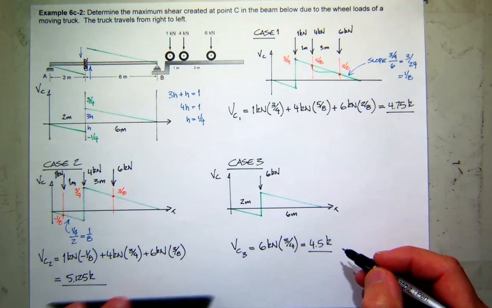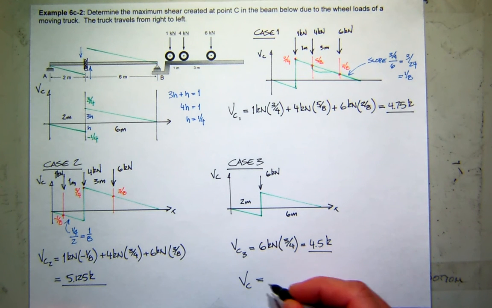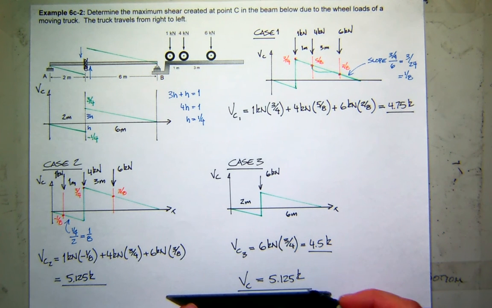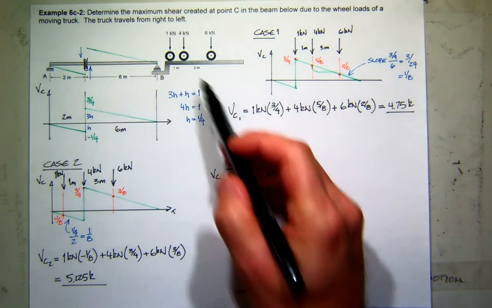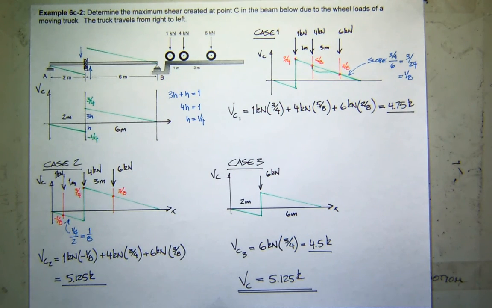So what's the maximum value? Looks like case 2. So the shear at C would be 5.125 kips, which is when the second load is just to the right of C. Very doable for the exam. Again, that only took us about 12 minutes. And that's with all the discussion involved. So it's not bad.